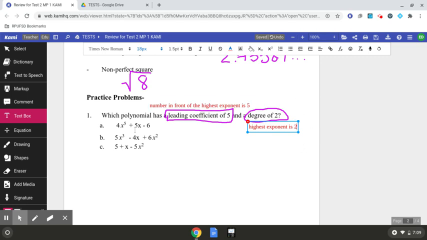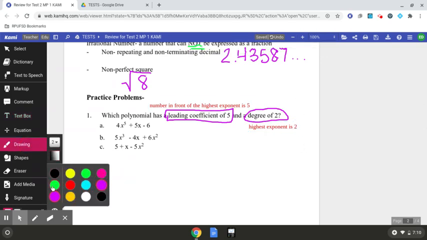So when you're looking at your choices here, start eliminating things that don't have what we just said. When we look at A, you can see that our highest exponent is 5. We want our highest exponent to be 2, so this cannot be our answer. B, okay, our highest exponent here is a 3. So that does not work. And then C is the only one that has a highest exponent of 2, right?